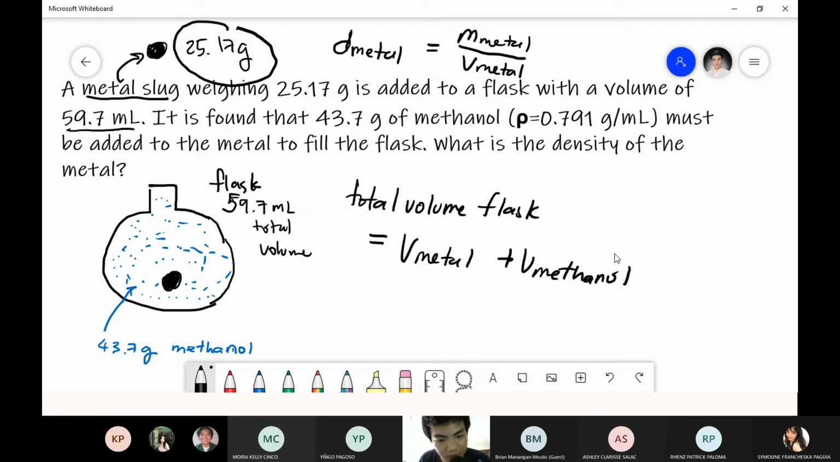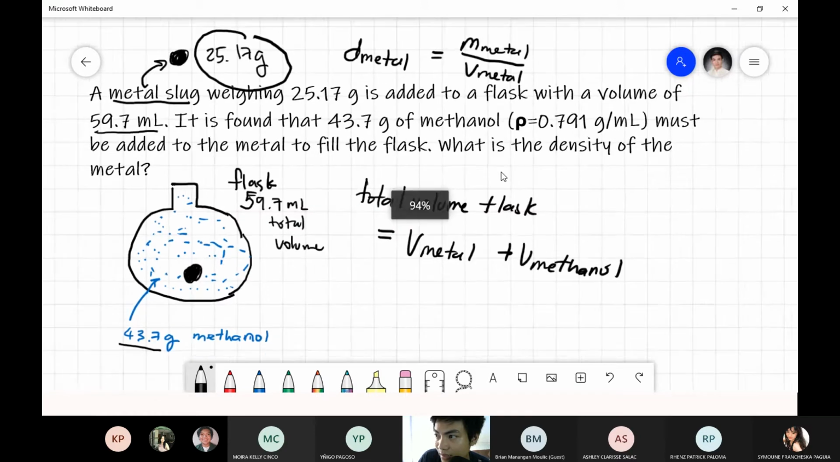Ngayon, paano kukunin yung volume ng methanol? Punta tayo dito sa second sentence. It is found that 43.7 grams of methanol must be added to fill the flask. Okay? So, ito yung idea. Para malaman mo yung volume ng methanol, pwede mo yung makuha gamit yung kanyang mass, 43.7. So, yun yung gagawin natin exactly.